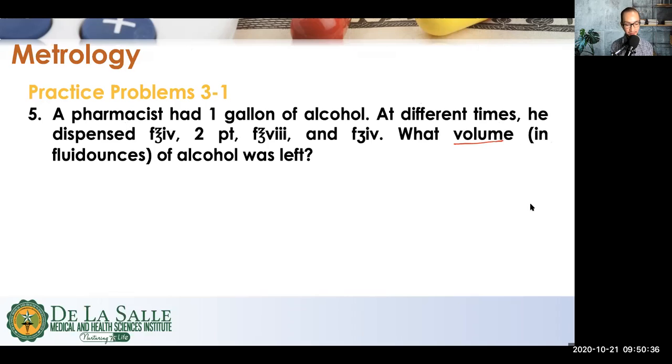Ayan. So the question is, a pharmacist had 1 gallon of alcohol. At different times, he dispensed 4 fluid ounces, 2 pints, 8 fluid ounces, and 4 fluid grams of the alcohol. What volume in fluid ounces of alcohol was left? Okay, so once again, anyone who would like to volunteer to write their answer on the screen.